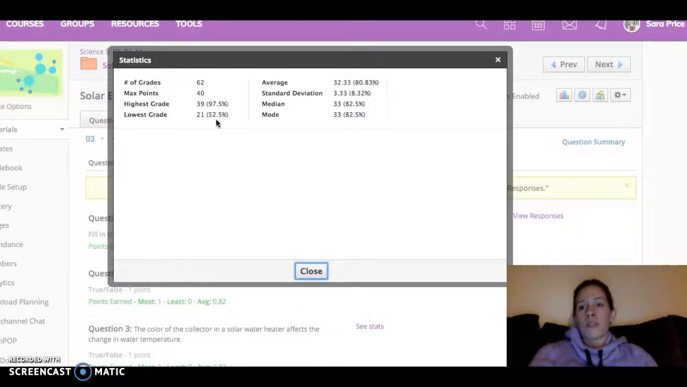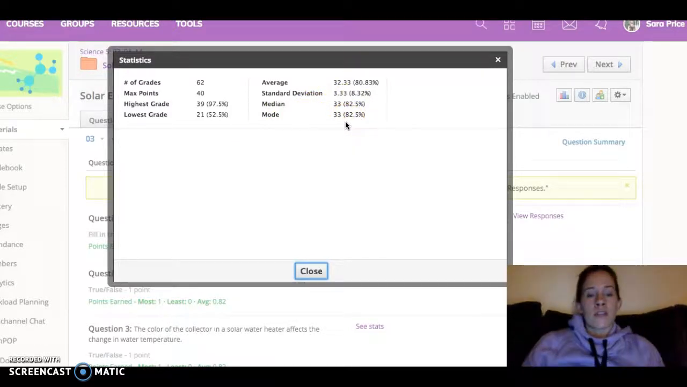So while using a spreadsheet is really beneficial, I thought it would be a little bit redundant to put the data in a spreadsheet as well as what I already see on Schoology. So for this test, the average grade was an 80%. The standard deviation was 3.3. The median grade was a 32 out of 40, or an 82.5%. And the most frequently scored grade was a 33 out of 40, which is an 82%.